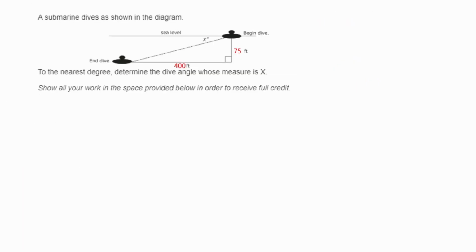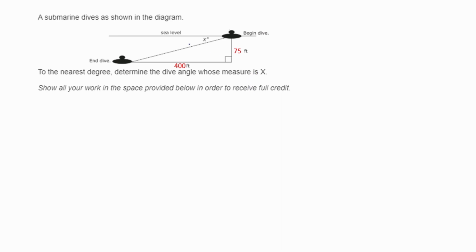Next problem. It says a submarine dives as shown in the diagram. So we have the beginning of the dive up here, and then the end of the dive. That submarine looks just about as good as I could draw one. That's not a good submarine. And it says to the nearest tenth, determine the dive angle whose measure is X.